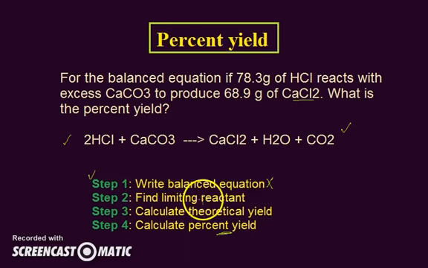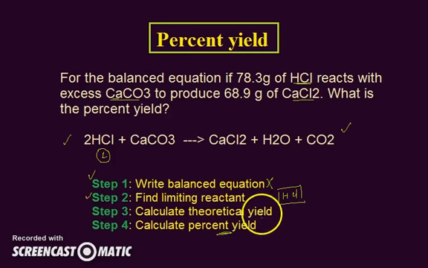It says to find the limiting reactant. If we go through the problem, it states that 78.3 gram of hydrochloric acid reacts with excess calcium carbonate. Calcium carbonate is the second reactant, which is given in excess. And when the second reactant is in excess, obviously the first reactant will be the limiting reactant. Here we have HCl as the limiting reactant. Now we are done with the second step too. Well, let's move on to the third step.